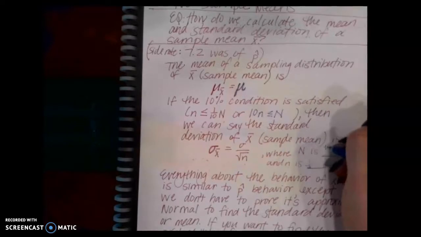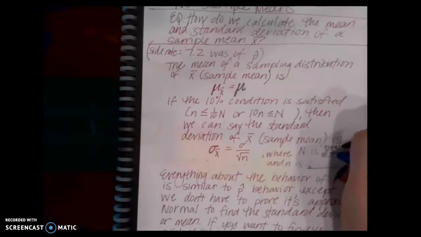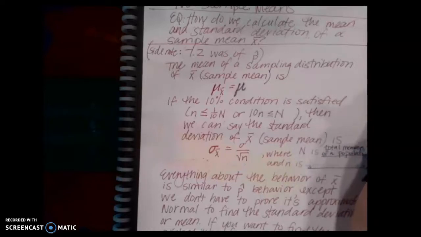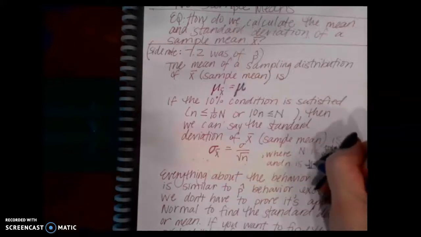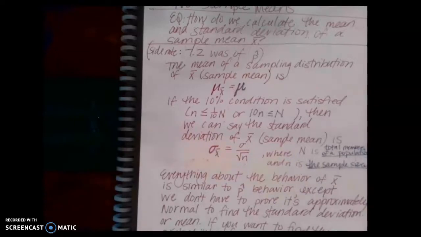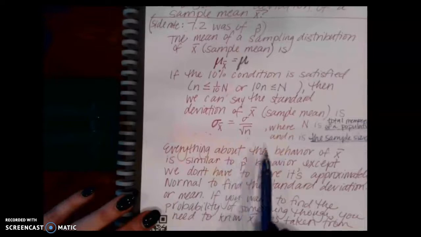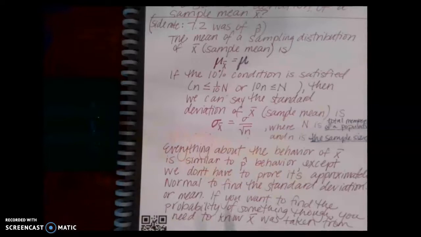Remember that uppercase N is the total members of a population, and lowercase n is the sample size. As long as you're not looking at more than 10% of all the people in the population, our 10% condition is satisfied, and the behavior of x bar is similar to p hat behavior, except we don't have to prove it is approximately normal to find the standard deviation or mean.